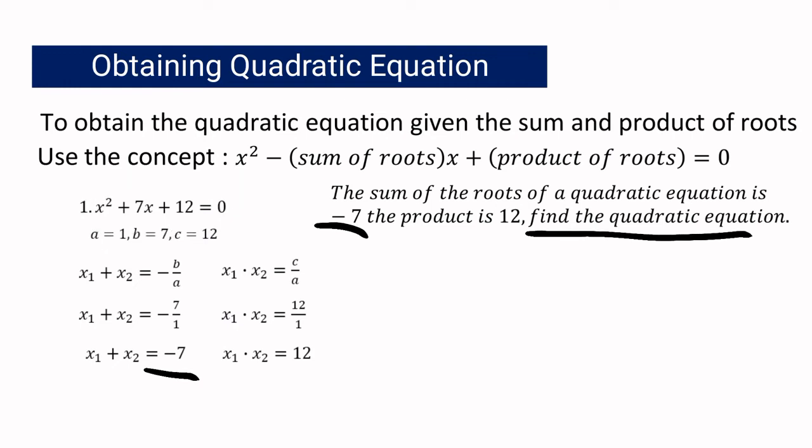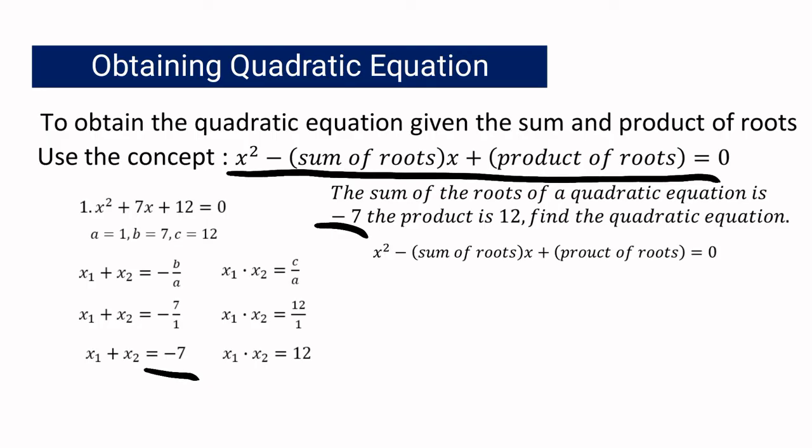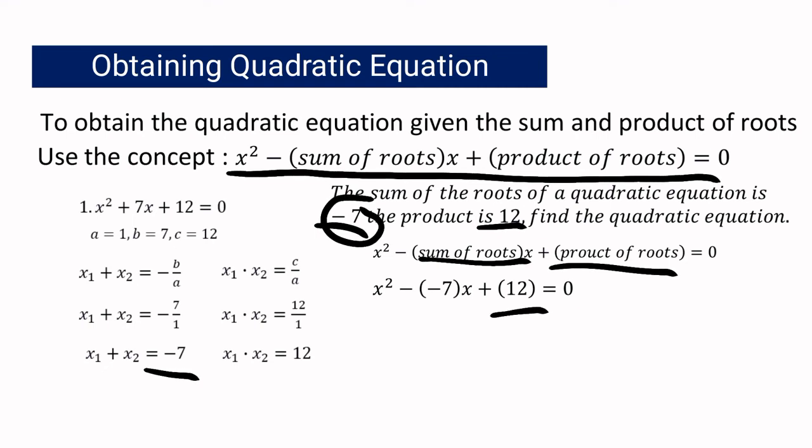And again, the only thing that you have to remember is this concept. We have x squared minus the sum of roots with the variable x plus the product of roots equals 0. Then we will be having x squared. This is constant again. The negative is constant. So you have minus. The sum of the roots is negative 7. So we have negative 7. And we do not forget the variable x. And then the product of roots is 12.